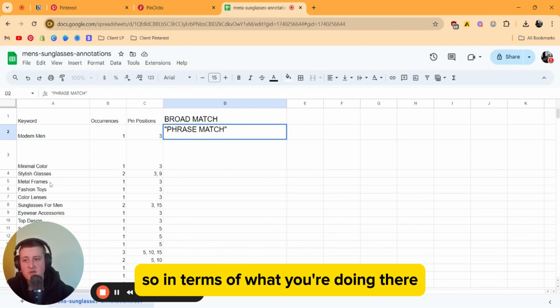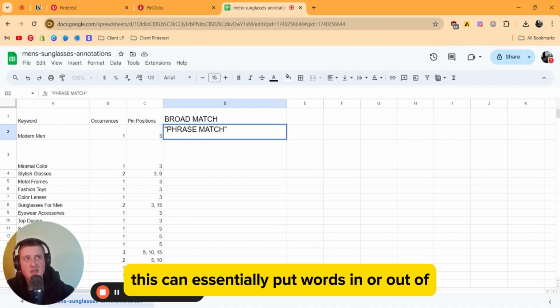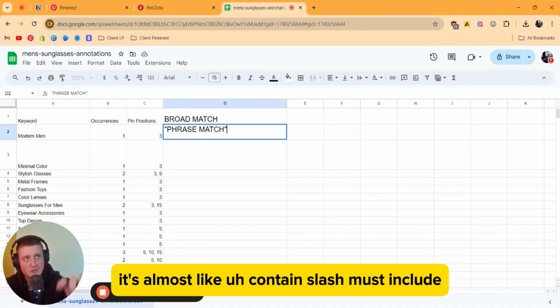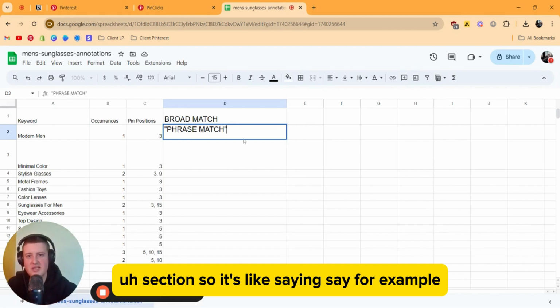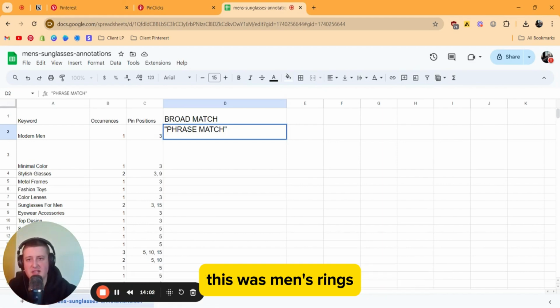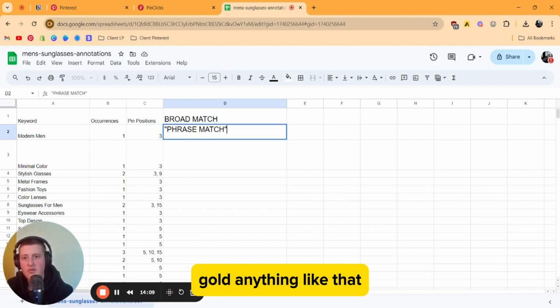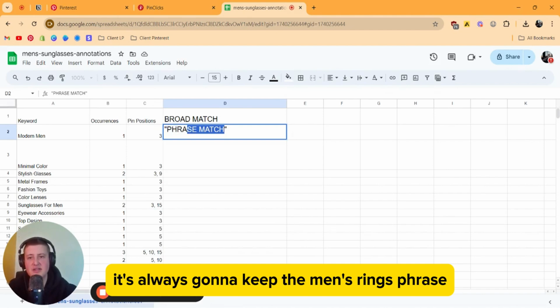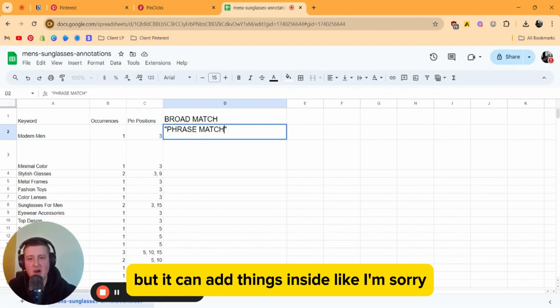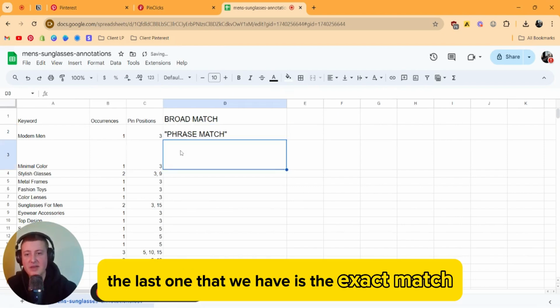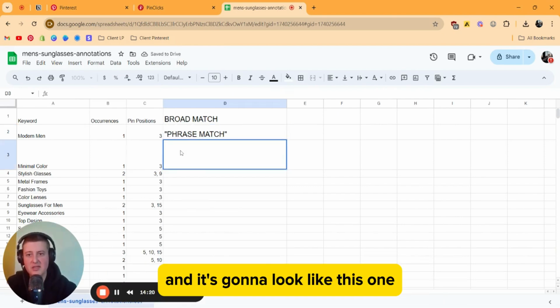So in terms of what you're doing there with a phrase match, this can essentially put words in or out of inside of those brackets. It's almost like a contain/must include section. So it's like saying, say for example, if this was men's rings, you could say men's rings 2024, silver men's rings, gold men's rings, anything like that. It's always going to keep the men's rings phrase, but it can add things inside, outside or either side of this thing. The last one that we have is the exact match, and it's going to look like this one.